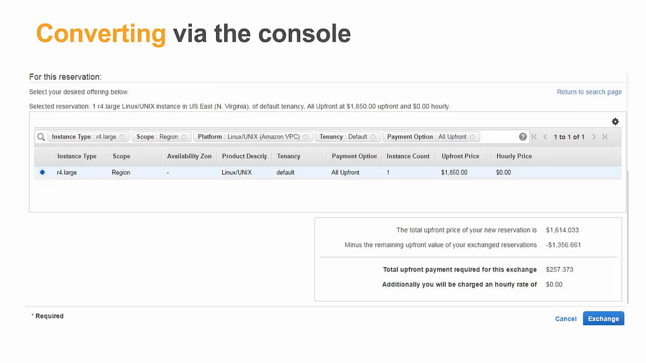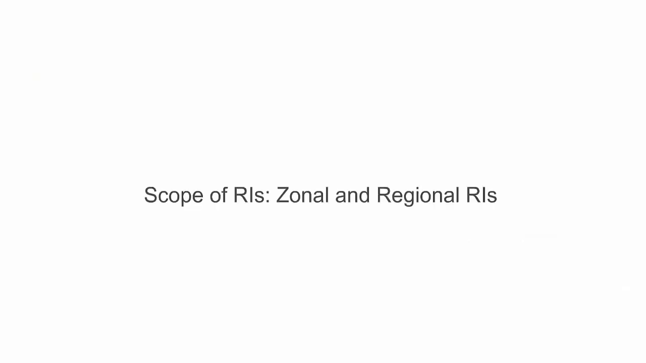And minus the remaining upfront value of the C4 large RI that I own gives me the true-up charge that I'm required to pay to complete this exchange. So in this case, the $1,614 minus the $1,356 gives me a true-up charge of $257. And that's how you can carry out exchanges of convertible RIs. Exchanges of convertible RIs can be easily carried out either from the CLI, APIs, or the AWS Management Console.